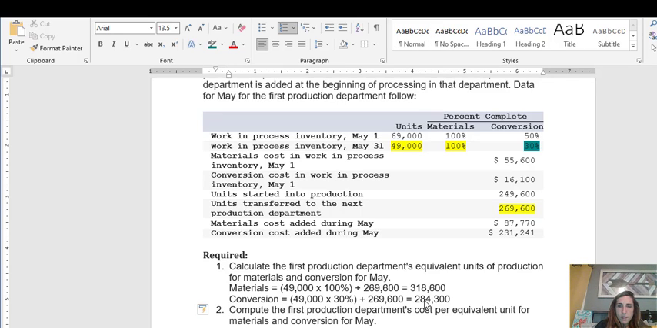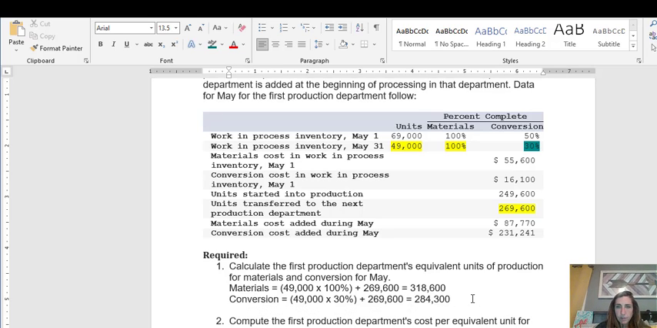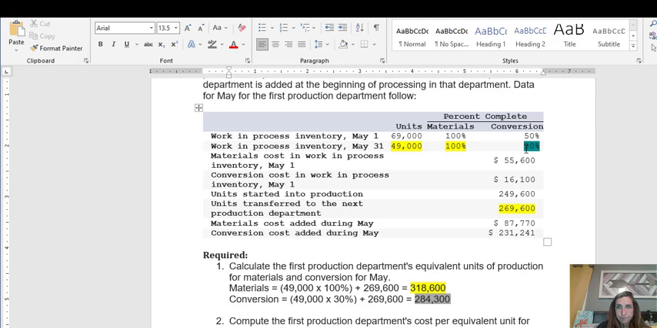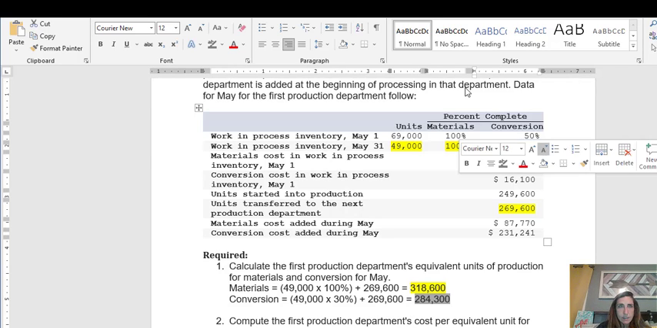Second part of the problem is going to ask you to calculate a cost per equivalent unit. So we're going to be using division, and we're going to still be using these two numbers as part of our problem. Those are our denominators on the next calculation. I'm going to highlight this one in a little bit lighter color, gray, because it's not easy to see in that teal.